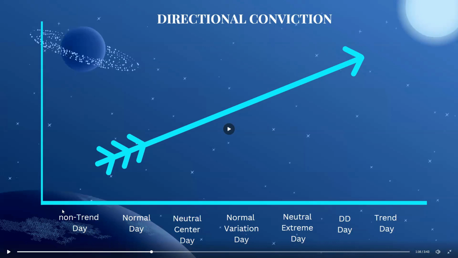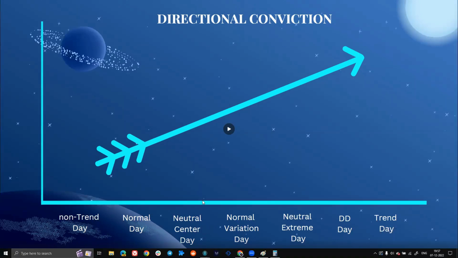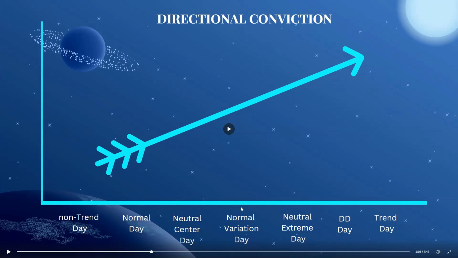So non-trend day is the lowest, absolute zero directional conviction or confidence. Normal day, slightly higher. Neutral center day, slightly higher for the next day, basically. Normal variation of normal day, when market breaks out and consolidates outside IB, then yes, directional conviction is slightly higher. If market is in a very tight range, if it's a neutral day and price closes at any of the extremes, then yes, it's a good directional confidence.